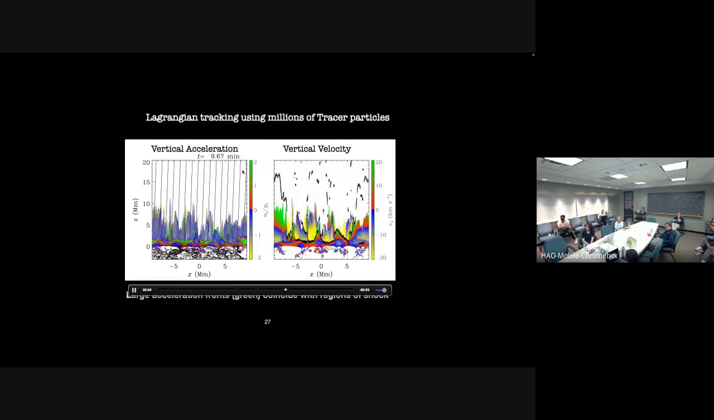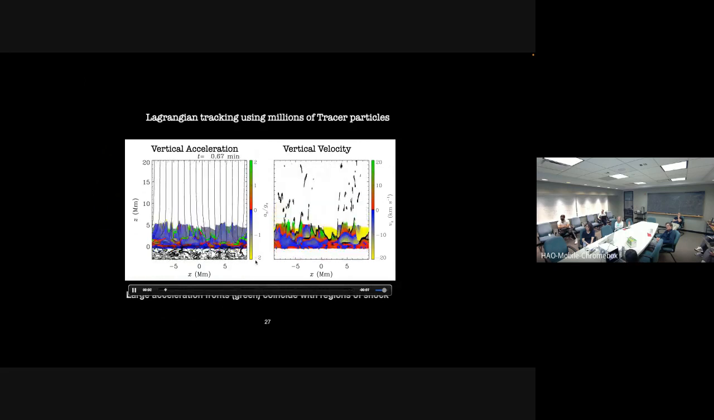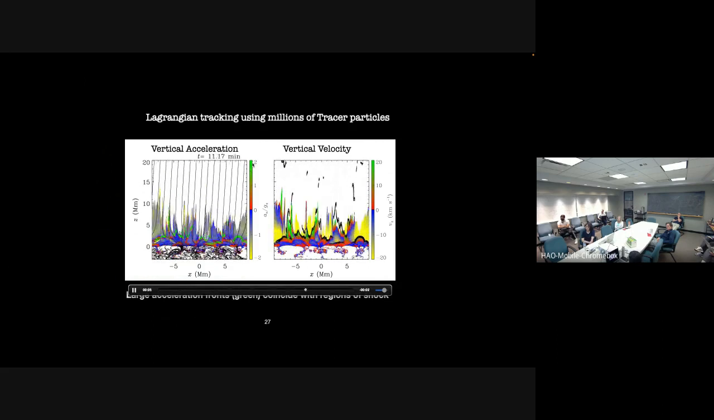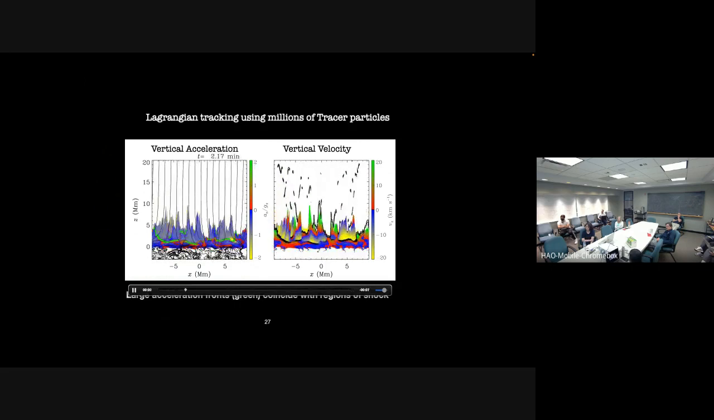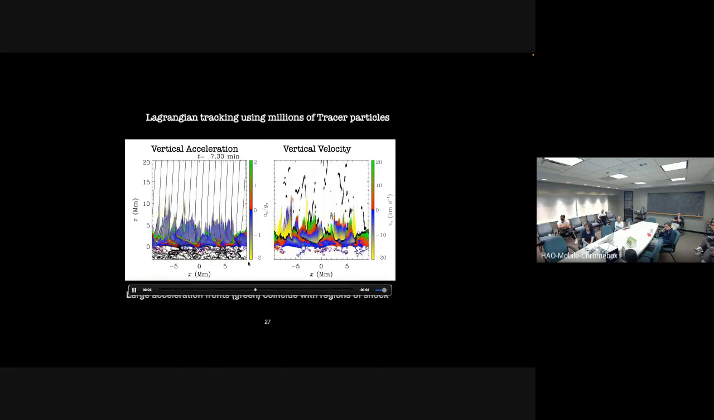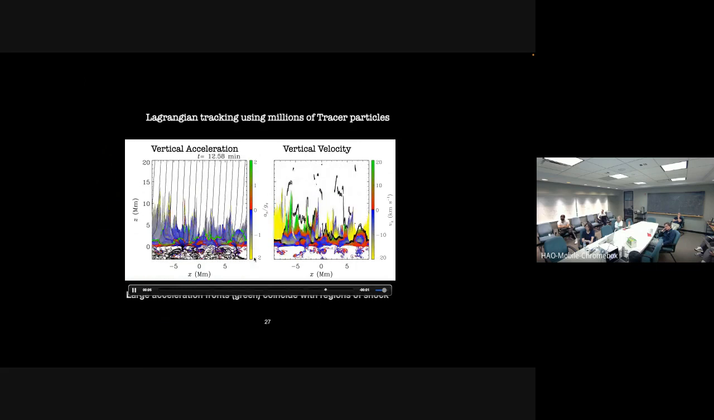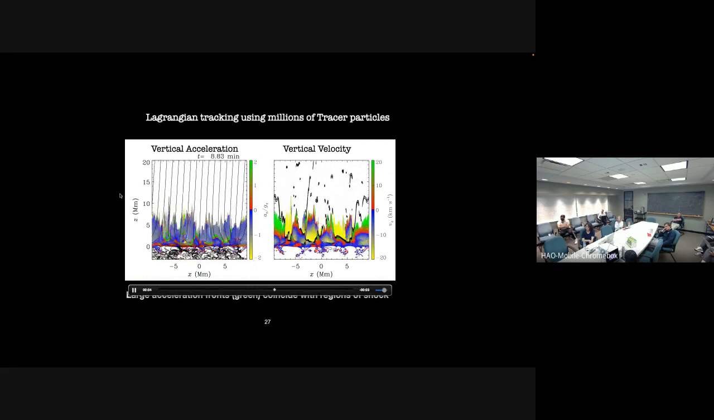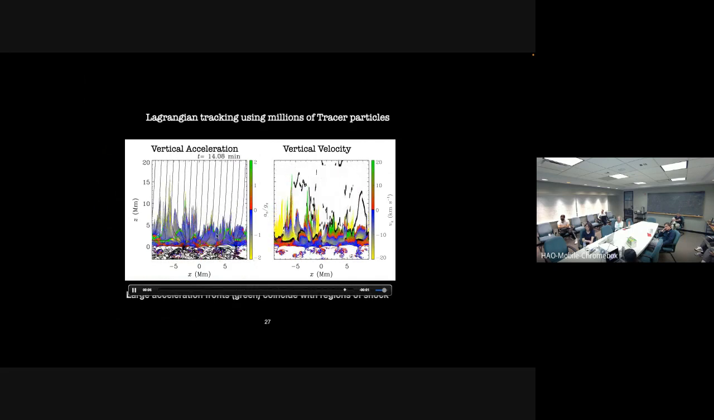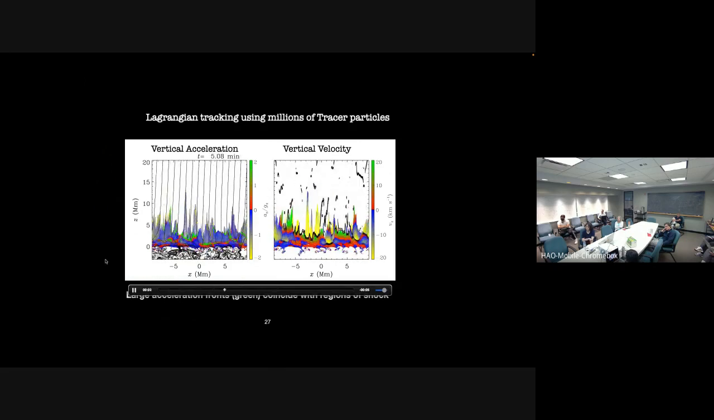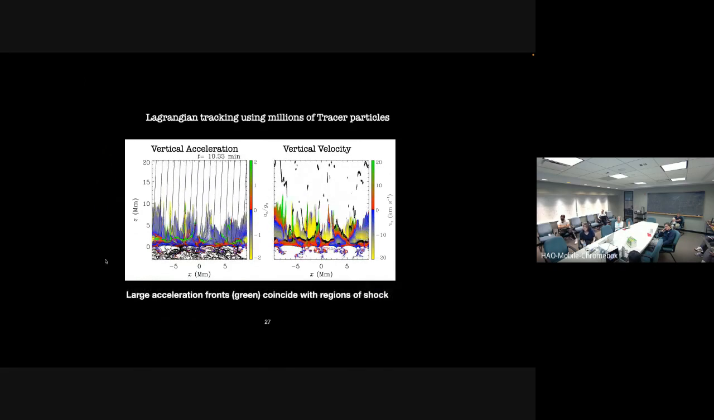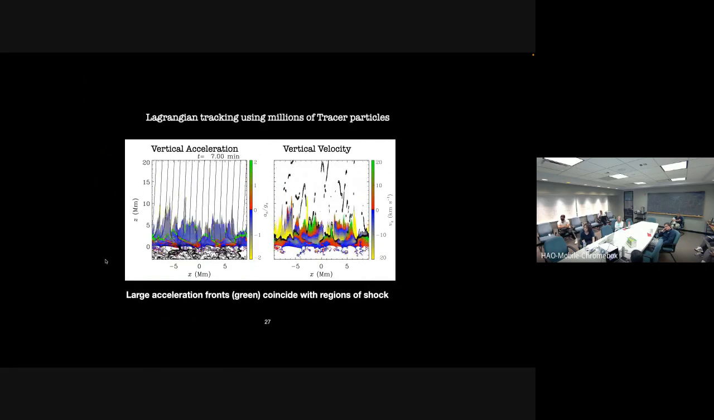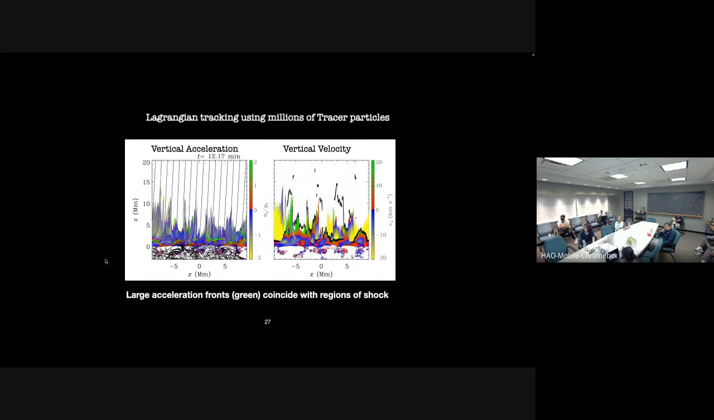This color scale is a little bit different. When you see green, it means a large positive vertical acceleration or vertical velocity. Whereas when you see yellow, it means the vertical acceleration or the vertical velocity is negative. The first thing you notice here is these green regions which are propagating upward. These are regions of really large acceleration, so we call them acceleration fronts. And they happen to coincide with regions of shocks, the slow MHD shocks.